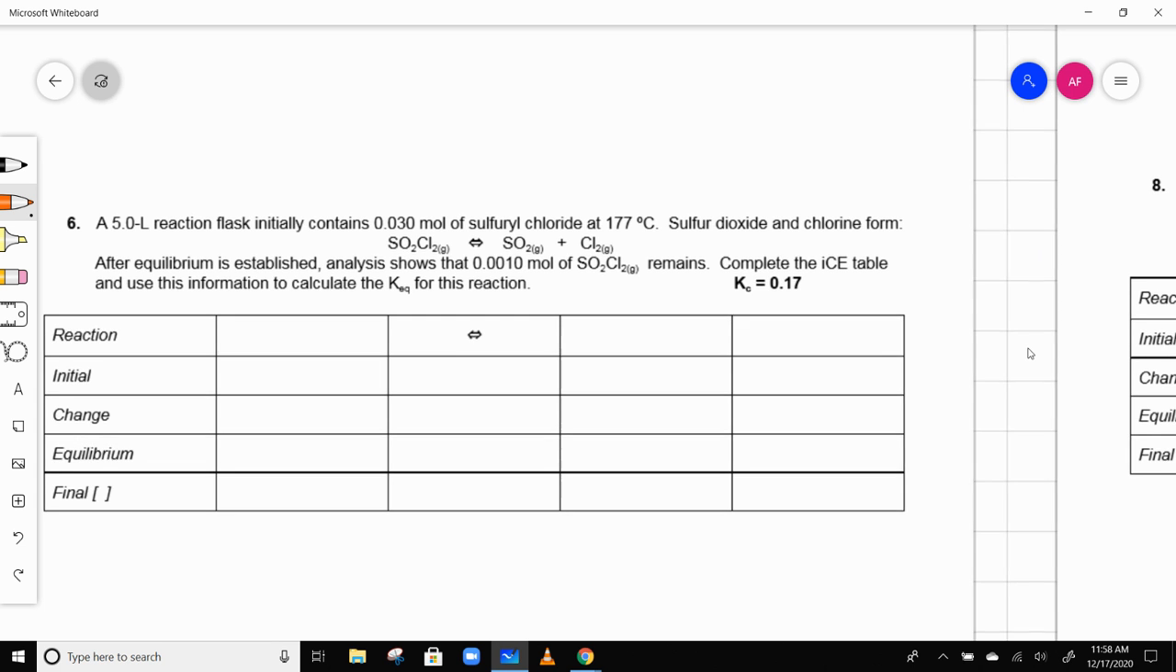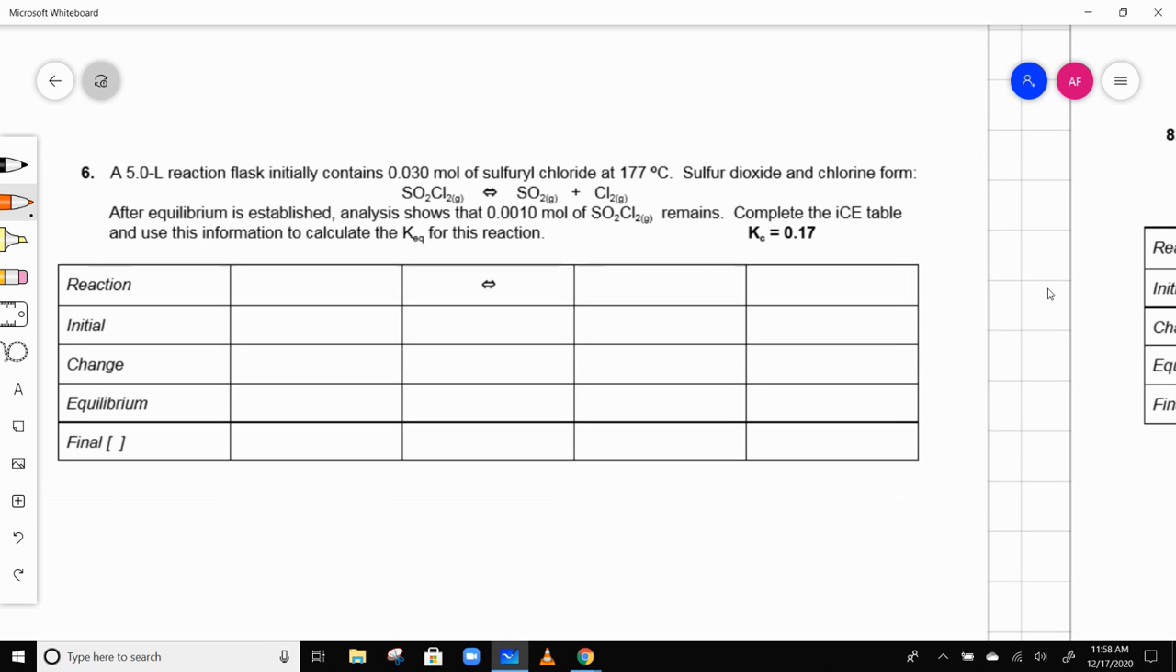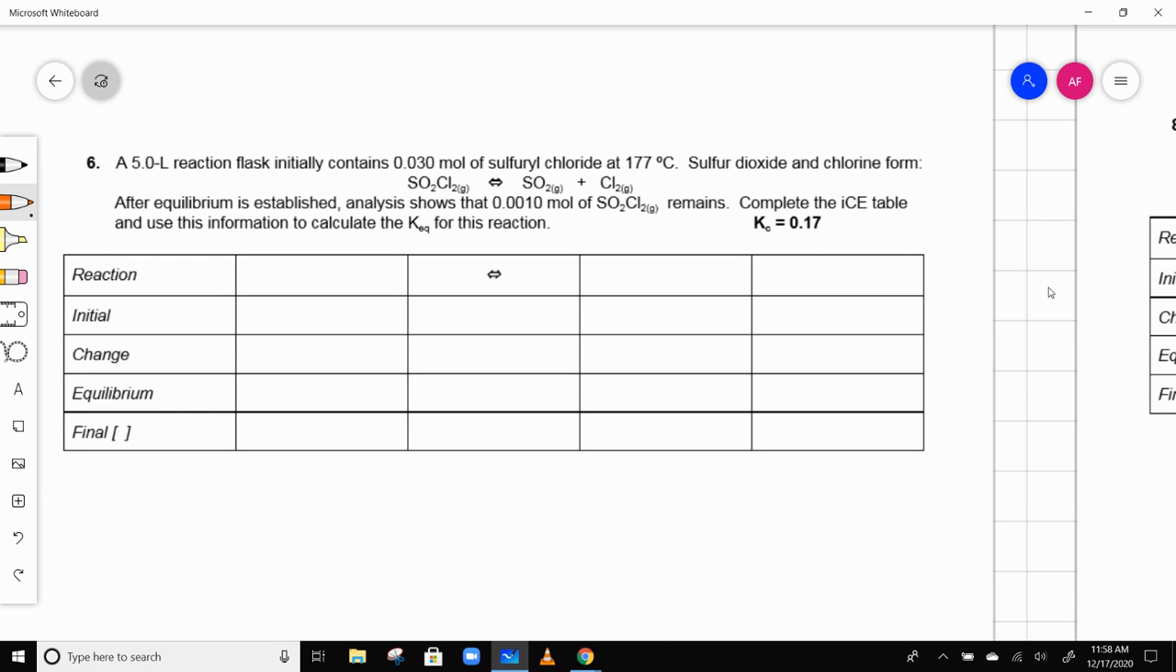This one, number 6, is different. So let's do number 6 together. So here we have a 5-liter reaction vessel. There's this much of the initial right here. So this is 0.03 over 5 would be the initial concentration.